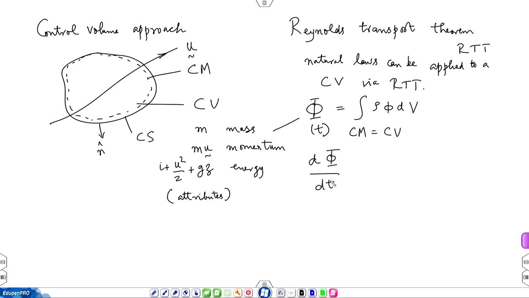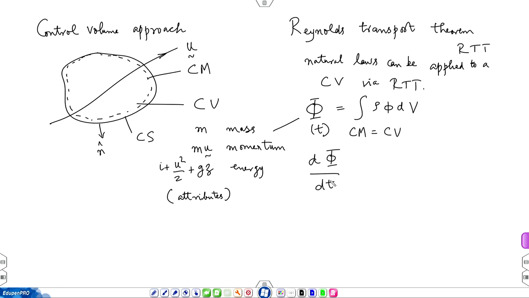Now, you are familiar with differentiation under the integral sign. I think it is taught to you in your high school. Why do you have to think about it? Because, okay, by the way, what is small phi? Small phi is thought of as the intensive value of capital phi. It is essentially capital phi per unit mass. Okay. So, that is small phi.